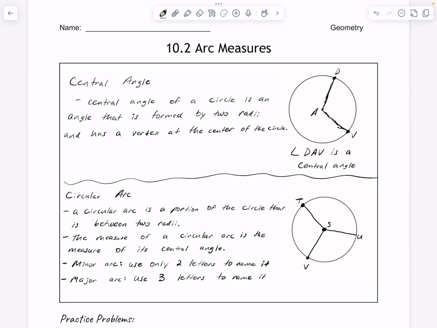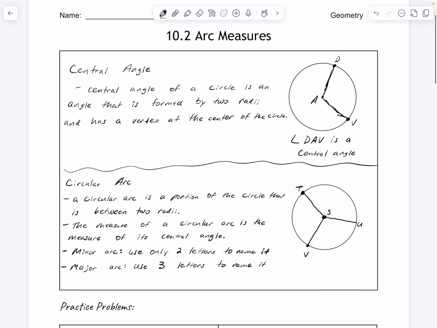In this lesson, I'm going to go over a couple of vocab terms about arc angles, such as the central angle that you can see here, as well as what is a circular arc or an arc on the circle. All right, I'll start with the central angle here. So a central angle of a circle is an angle that is formed by two radii and has a vertex at the center of the circle.